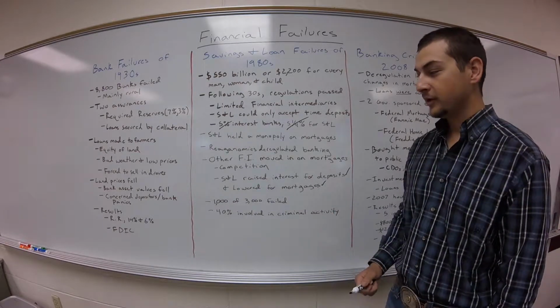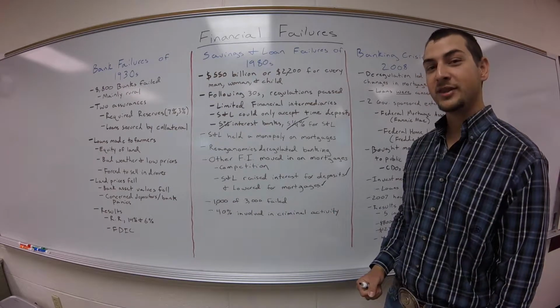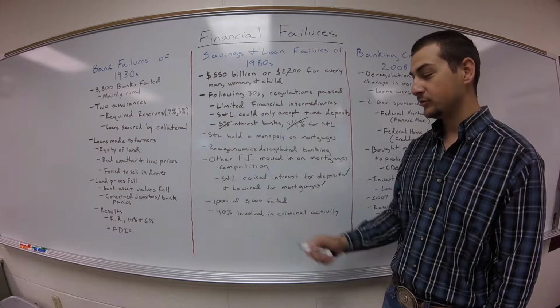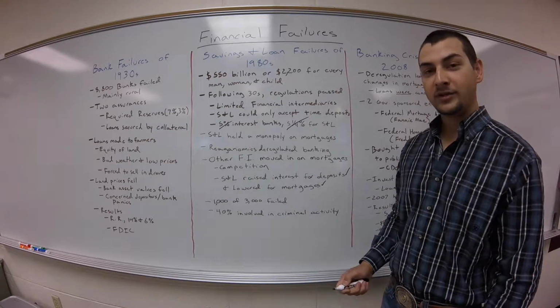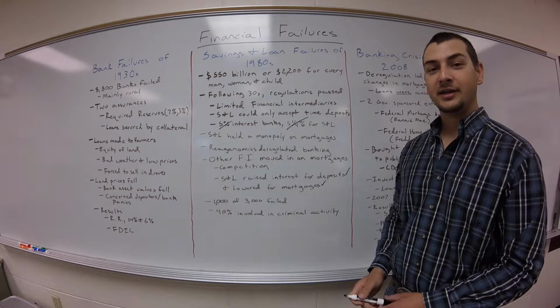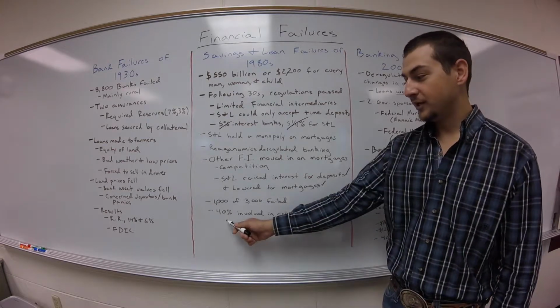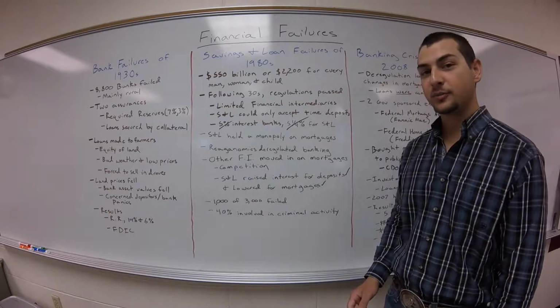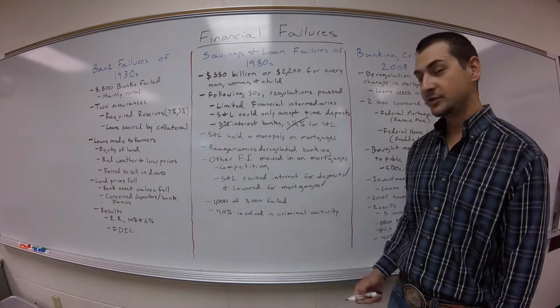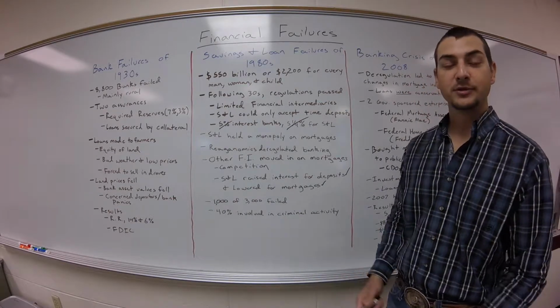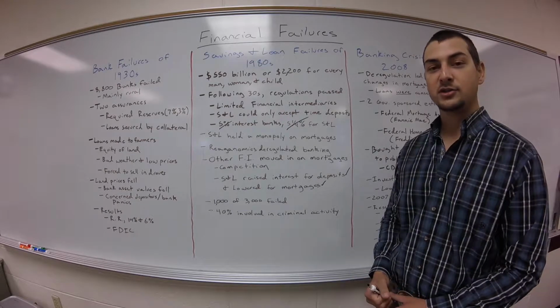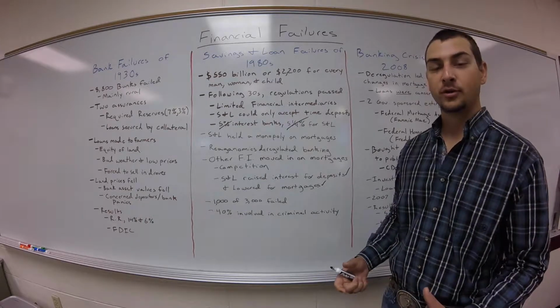As a result, 1,000 of 3,000 banks, savings and loan banks, failed. 1 out of 3 savings and loan banks failed. And they also believe, they did an investigation, and they believe that at least 40% of these savings and loan institutions were involved in some sort of criminal activity.